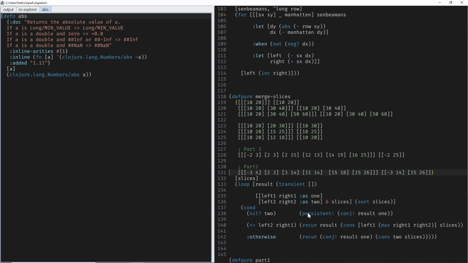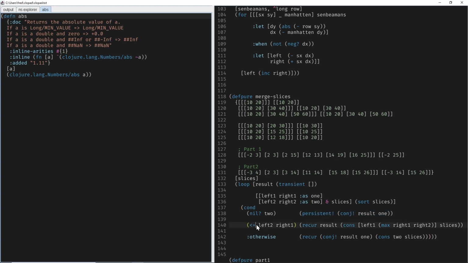Okay, so we have a transient result vector here, which starts out empty, and then we sort the slices initially. Then it's much simpler to detect overlap because only neighbors can overlap. And then we destructure into the first slice and the second slice and the rest of the slices. If there is no second slice, then we have only one slice left. Then we conj that onto the result and turn it into a persistent vector.